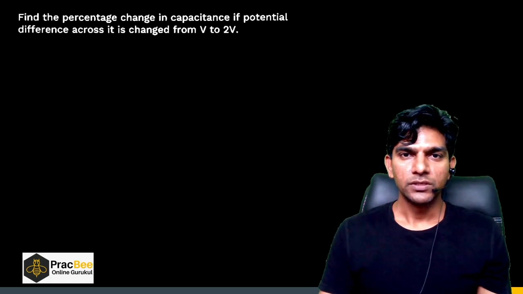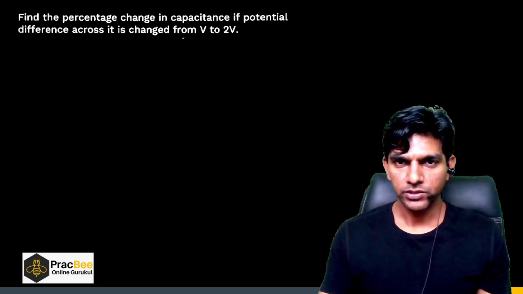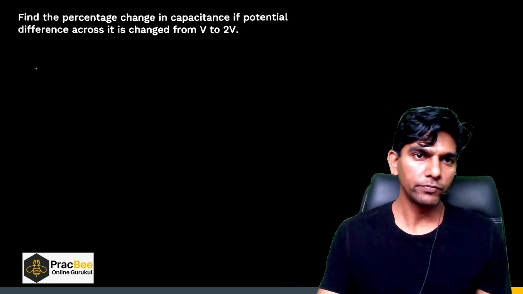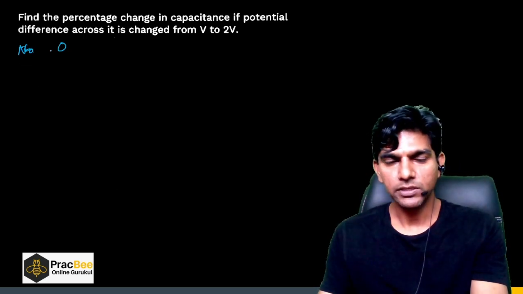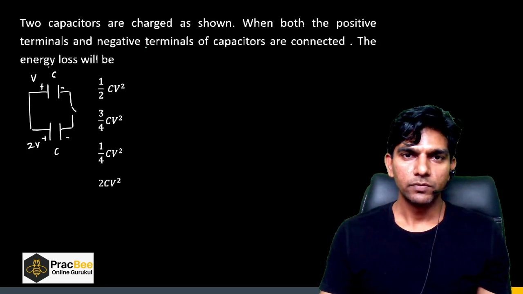Right. So the next question is from capacitors. Find the percentage change in the capacitance if the potential difference across it is changed from V to 2V. We know that capacitance does not depend upon the potential difference. So there will be no change, it will be 0, right? A very basic question.